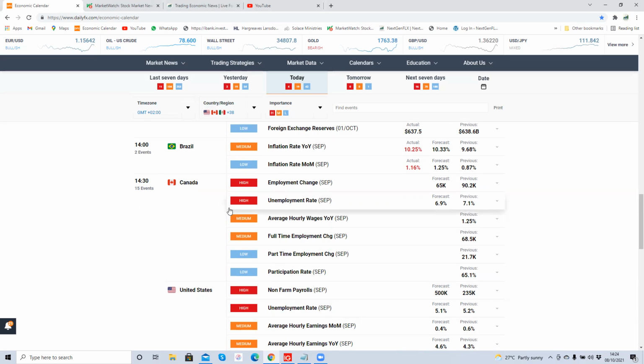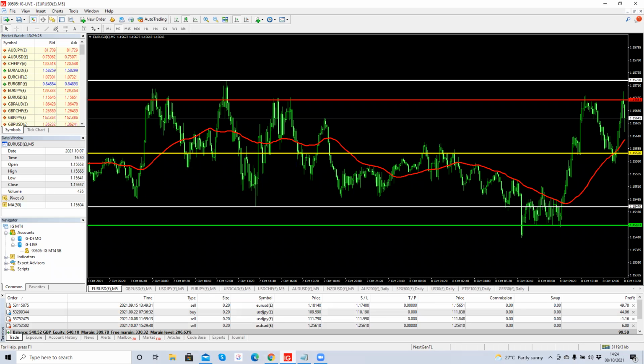But now that we're about 5 minutes to the report being announced, I'm just going to get ready for the report and see where to place my trades. So let's go to the charts. So we start with the Euro US dollar. This is a 5-minute time frame.